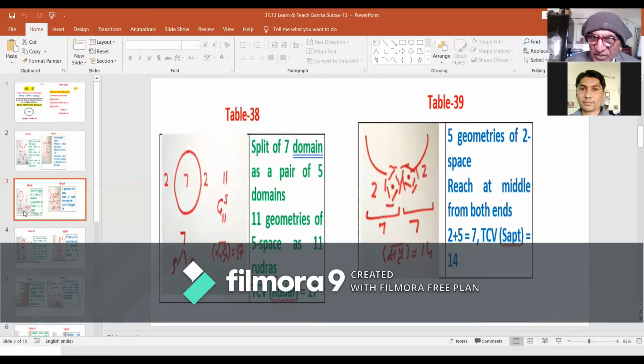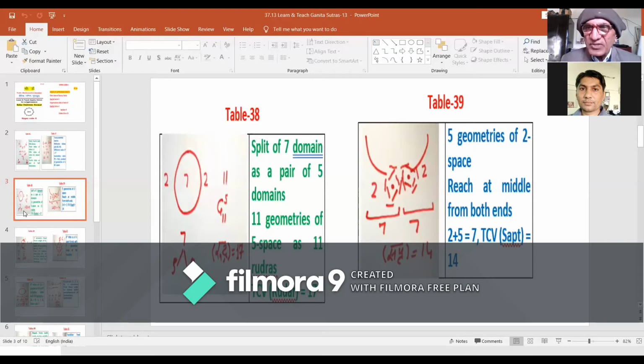There are 11 Rudras, there are 11 incarnations of Lord Shiv, there are 11 geometries of 5 space, there are 11 versions of hypercube 5. However, the formulation Rudra is of TC value 17, parallel with the 7 space domain split as a pair of 5 space domains.